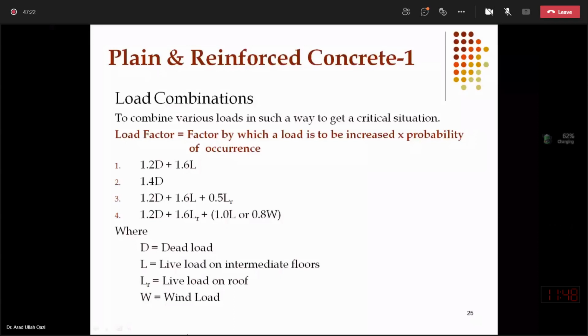And out of different combinations, just one second, combination 2 may govern, that your moment or shear force demand will get bigger value as compared to the first combination, 1.2 dead plus 1.6 live. So both of the combinations you will check, and out of them which will give you the highest demand, maximum demand, will be used for the design of the structural member.